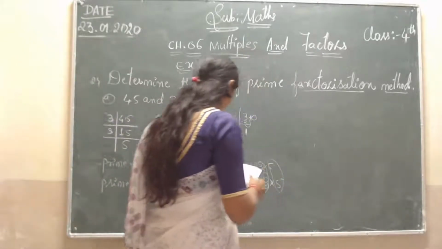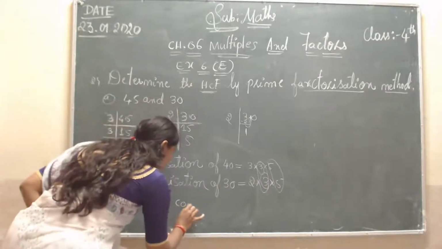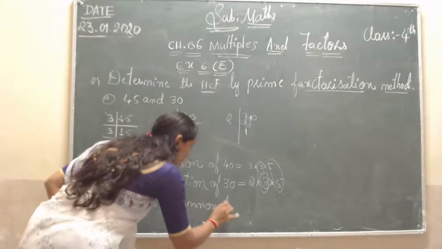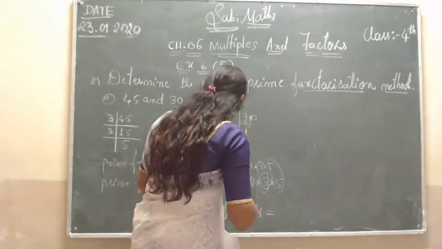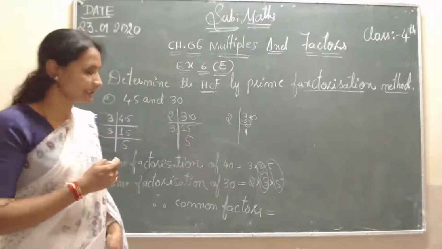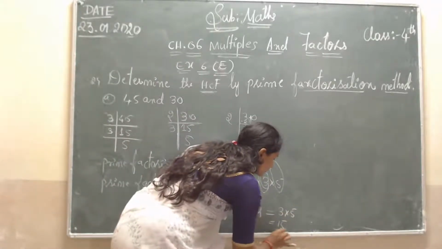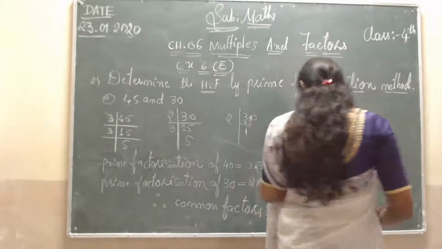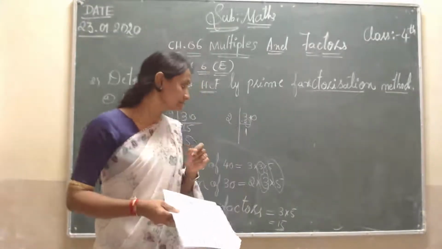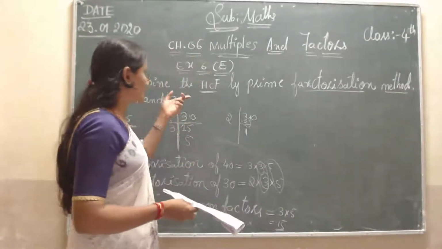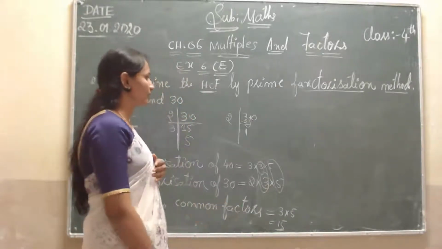So now to write it here, the common factors of 45 and 30. So 3 into 5. So what is the value we will get? We will get 3 into 5. So you have to multiply, that is 15. 15 is the common factor, that is the HCF by the prime factorization method. What is the result or what is the answer? That is 15. Okay, so next.